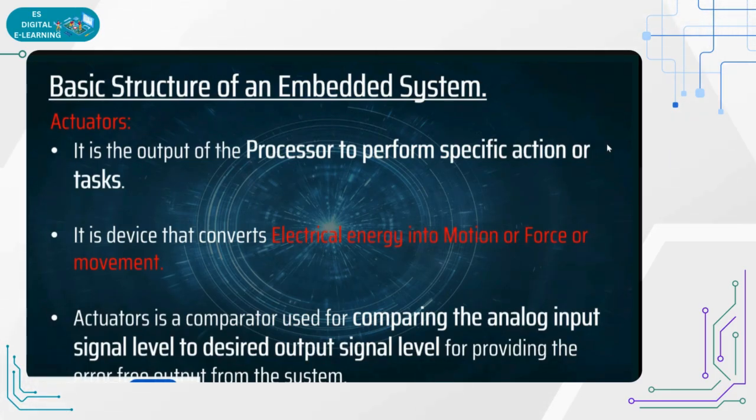Actuator is a comparator used for comparing the analog input signal to the desired output signal level, for an error-free output. Means it should rotate accurately. Where the speed or some adjustment needs to be done, that can be modified very easily and quickly based upon the input and the instructions made in the software processor. Getting it right?